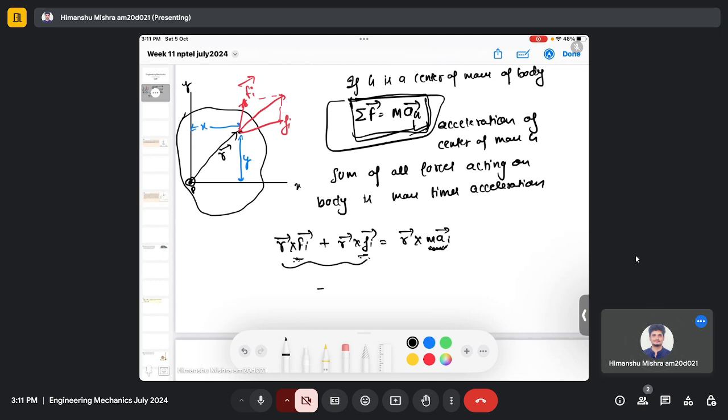So this I can actually write as the sum of moments at P equals r cross m a. This is the expression where the point P coincides with the center of mass G. Then I get this moment expression, which is r cross m a, right?